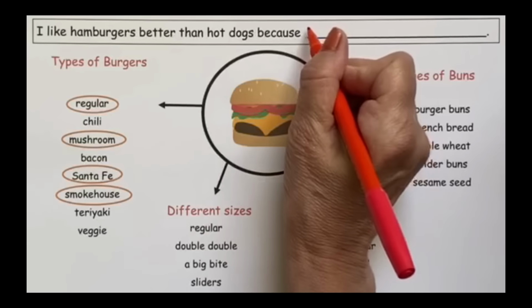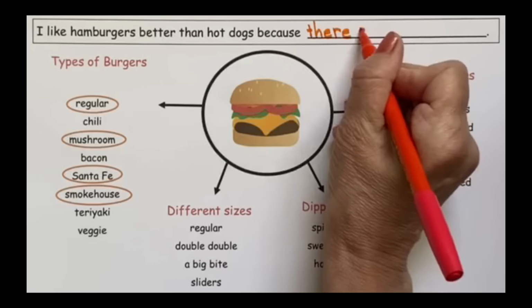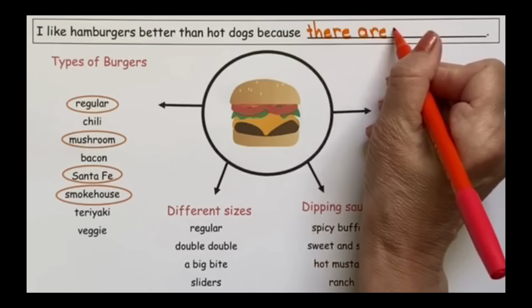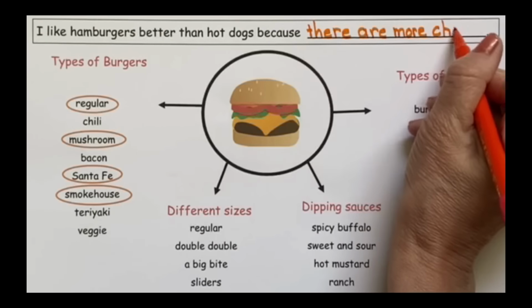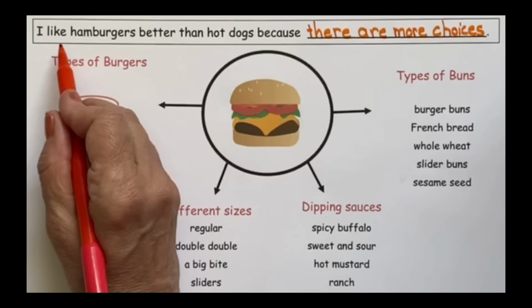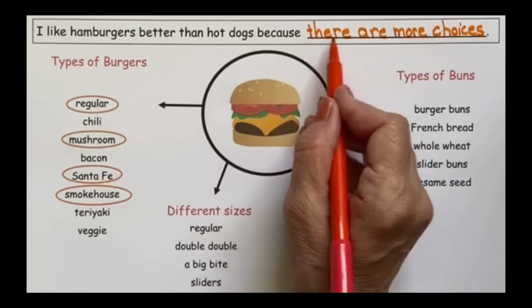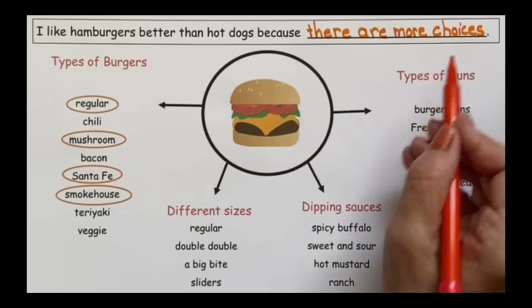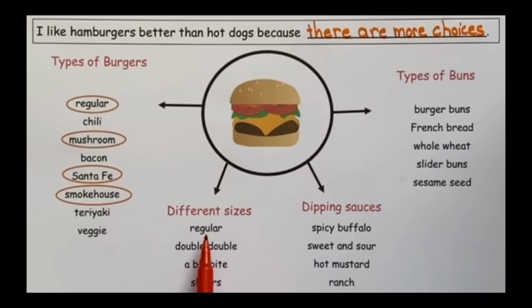So then we completed, there are more choices. And then we have our opinion statement. I like hamburgers better than hot dogs because there are more choices. And then our reasons would be types of burgers, different sizes, dipping sauces, and types of buns.